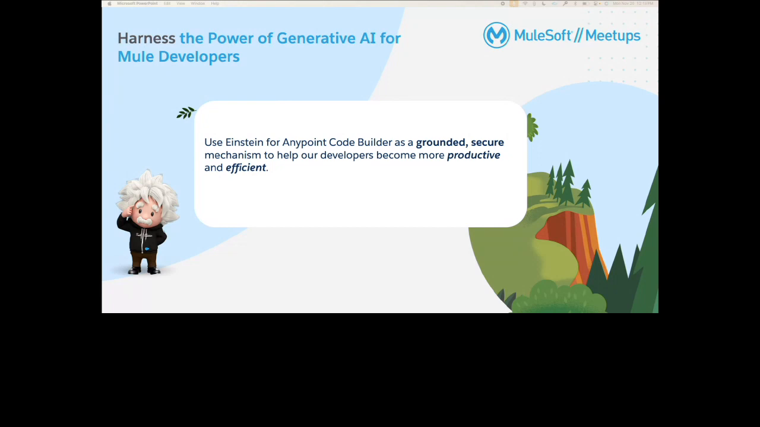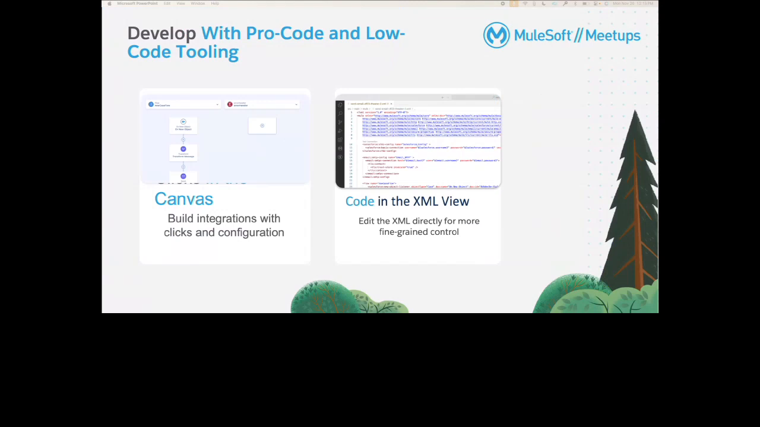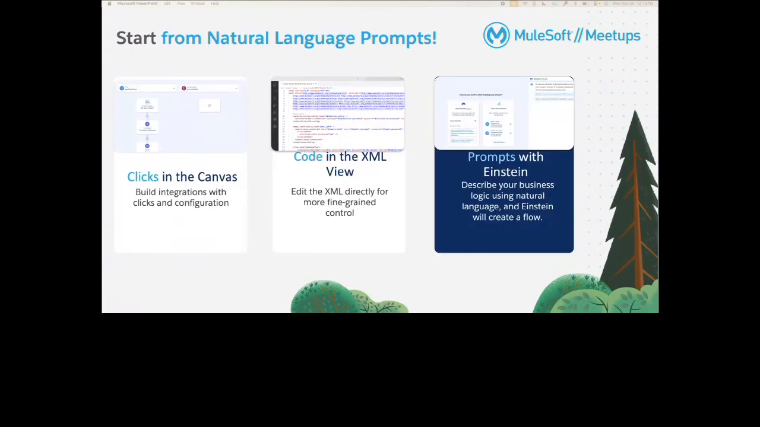So this is what we have discussed so far. We have the canvas, we have the code in XML view. This is what Anypoint Code Builder does. But now, making sure our developers don't have to start from scratch, Einstein takes prompts describing the desired business logic and transforms it into flows that developers can customize for their specific needs. So, prompts with Einstein is the new feature which makes Anypoint Code Builder the greatest product for development.